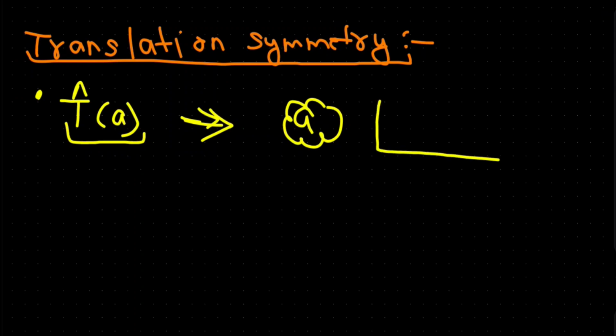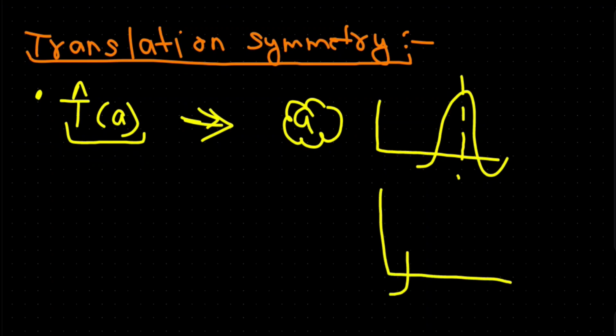Suppose that this was your function. When you apply your translation operator, the function shifts by a distance a, because this was your initial position and this was after you applied your translation operator. This is the way of representing the translation operator, and that is the basic meaning of translation symmetry: it shifts your function by a distance a. Okay, so this is a basic definition.